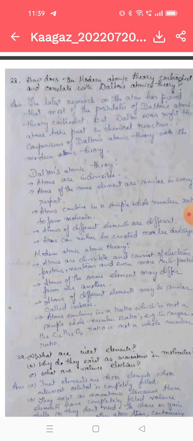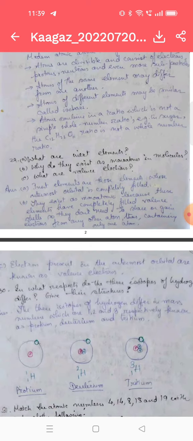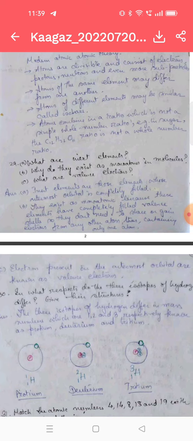Okay. So these are the contradictions between Dalton atomic theory and modern atomic theory. Then what are inert elements and why do they exist as monoatoms in molecules, and what are the valence electrons? So what are inert elements? Those elements are known as inert elements whose outermost orbit is completely filled. That is, they do not take electrons or give away electrons. So the outermost orbit, that is the valence shell, is complete.